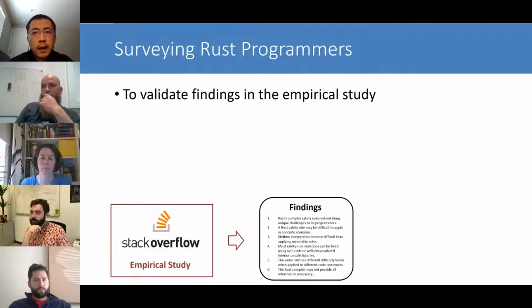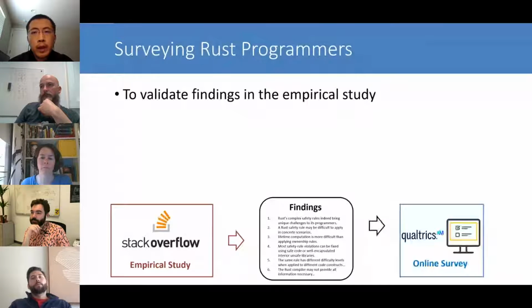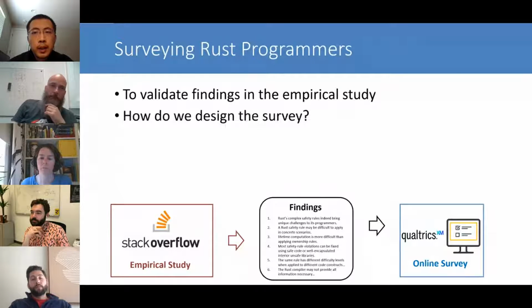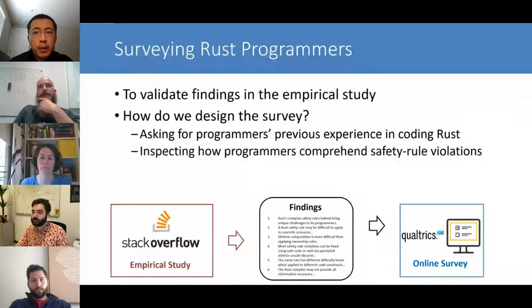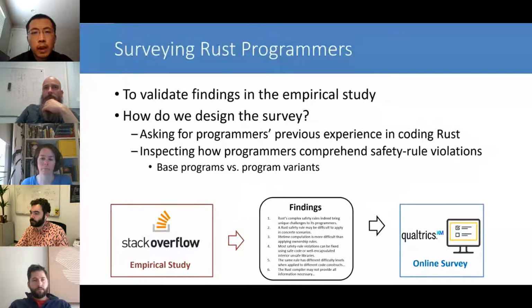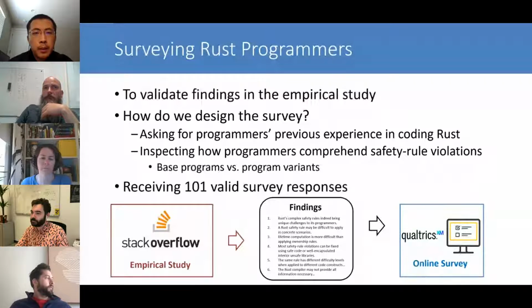To validate the findings of the empirical study, we conduct an online survey on Qualtrics. Besides directly asking participants for their previous experience in coding Rust, we also show them small programs containing safety rule violations and design questions to observe how participants comprehend the violations. In total, we received 101 valid responses from real-world Rust programmers.